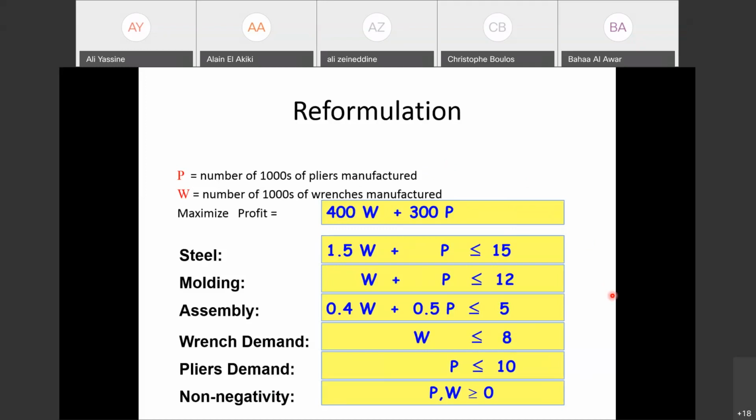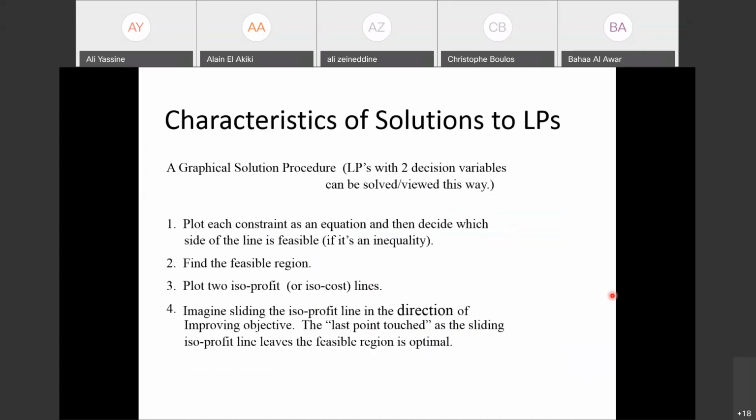Okay. Now we want to start looking at the graphical solution.